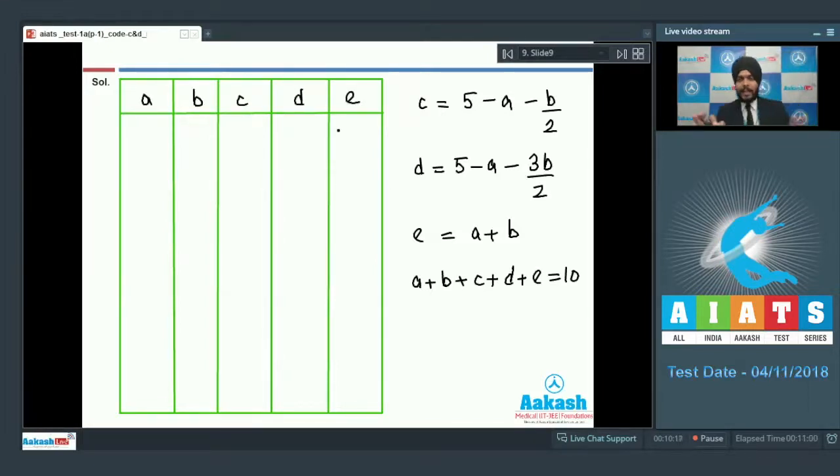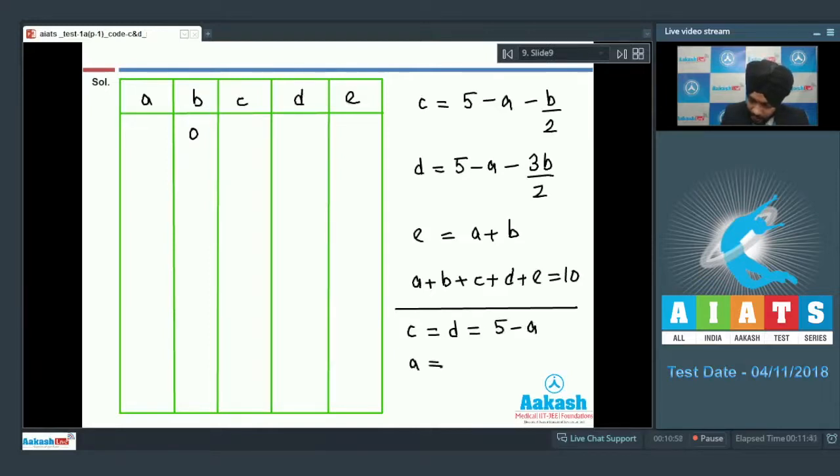We can clearly see that, students, b has to be a multiple of 2 because a, b, c, d, e all are either 0 or they are natural numbers. So that means b has to be a multiple of 2. Let us take first of all b equal to 0. So if b equal to 0, I have c is equal to d is equal to 5 minus a and a is equal to e. Okay, from the third relation. So let us put a as 1, e as 1. So c and d will be 4, 4.